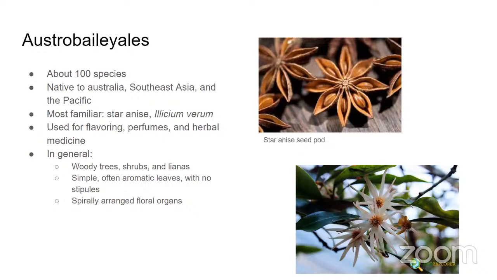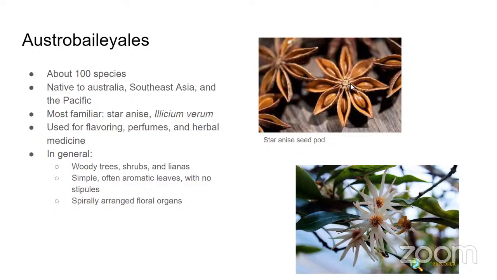They're native to tropical areas in Australia, Southeast Asia, the Pacific. One of them you have probably seen before, at least in the grocery store, maybe. Star anise is an example of an Austrobaileyales. That's the Illicium verum, and it looks like this.